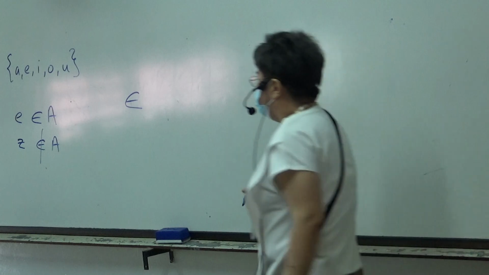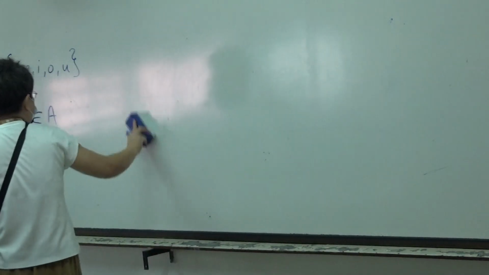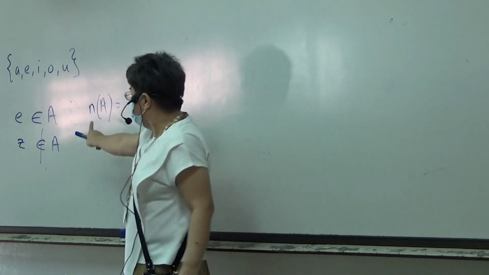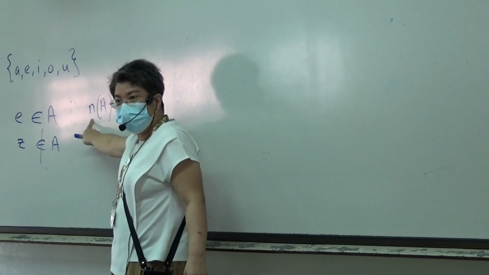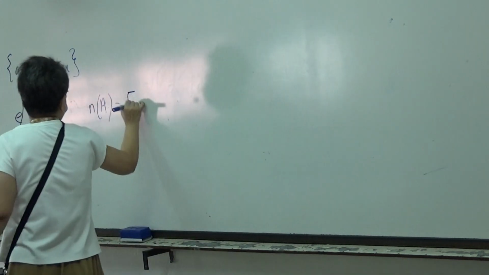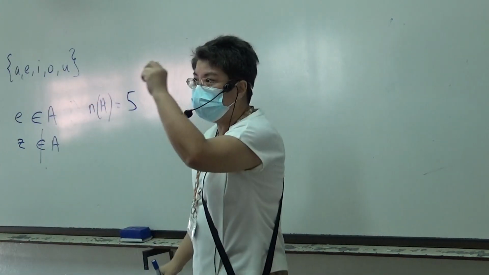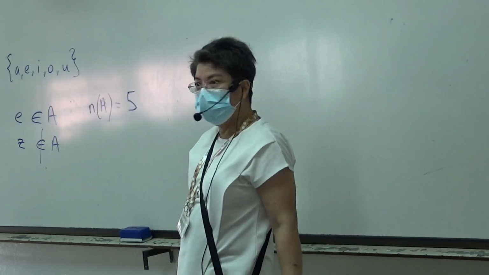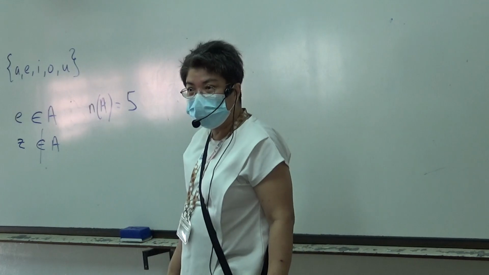Okay. Now, next thing. Next notation. What do you mean by this? This one means the number of elements in A. Now how many? The number of elements is just a number. There are 5 elements inside. So it's 5. Everybody okay?